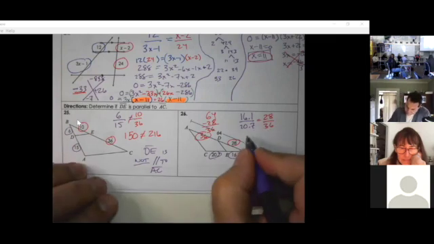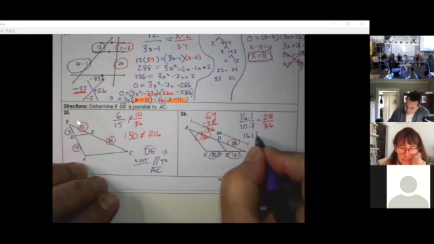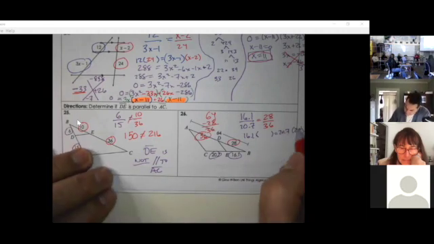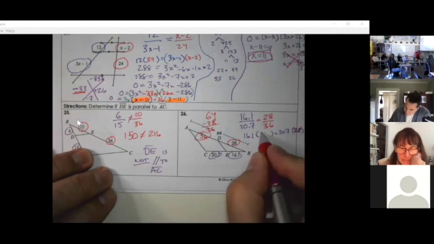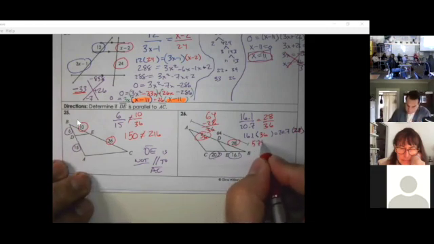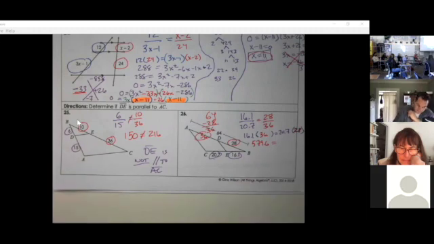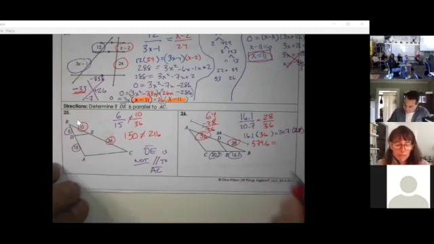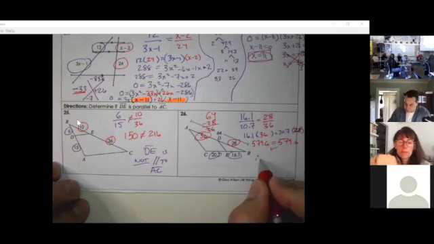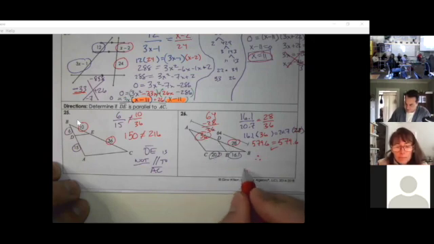So I'm saying that 16.1 times 36 should equal 20.7 times 28. Let's see, 16.1 times 36 is equal to 579.6. Does that equal 20.7 times 28? 579.6. Therefore, since the sides are cut proportionally, we can say that DE is parallel to AC.